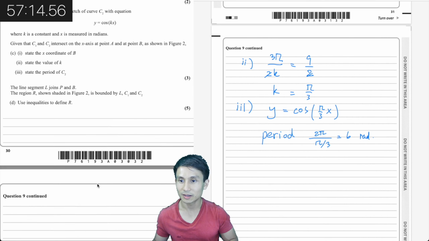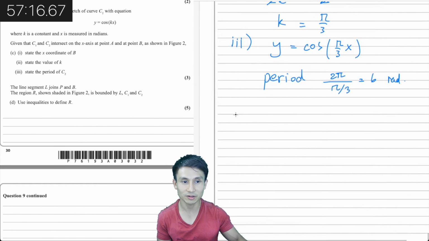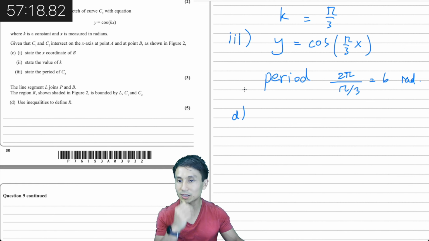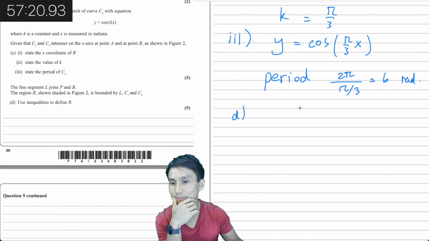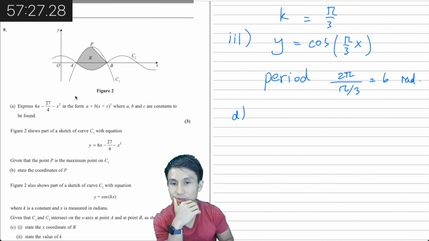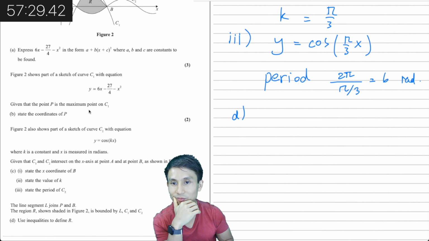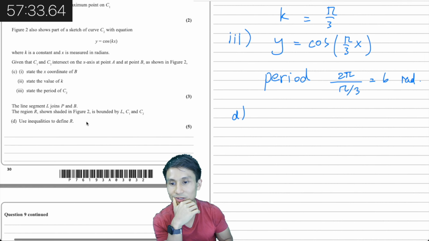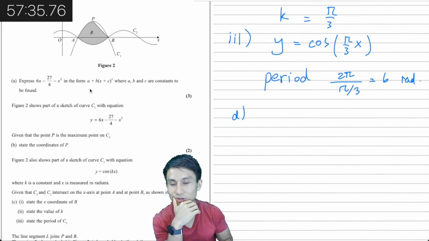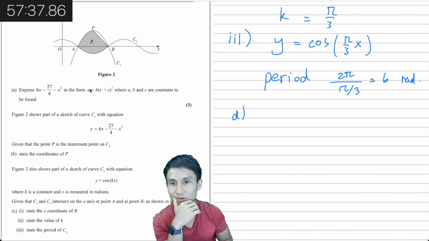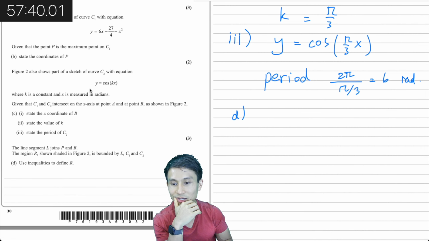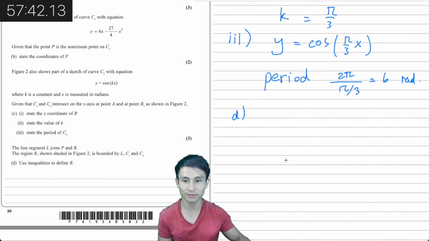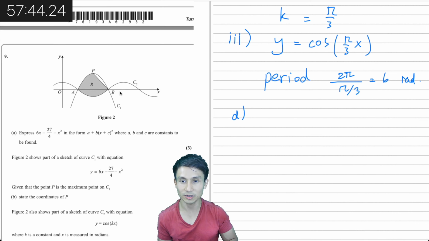Okay, and the next one, part D now. Line segment L joins P and B. Okay, so I'm just going to have to look at this one. Line segment L joins P and B. So we've got to find the area, I guess. The region R1 shaded in figure 2 is bounded by L1, C1, C2. Interesting. Use inequality to define R. Okay, so we want inequalities here.